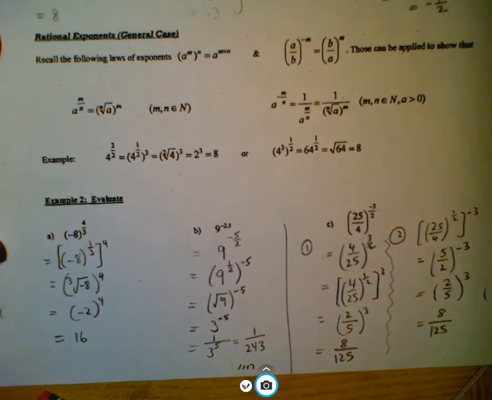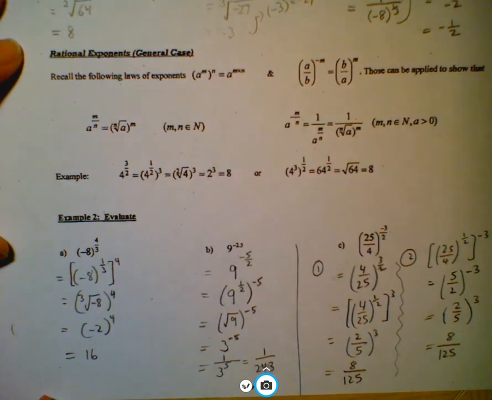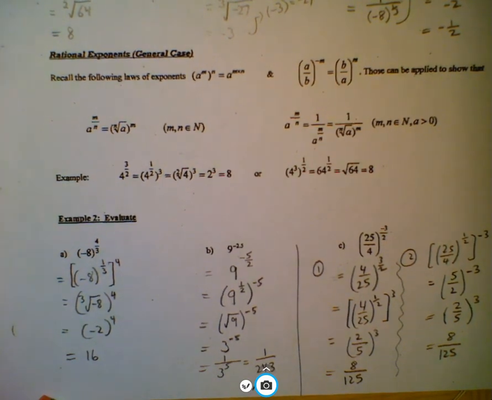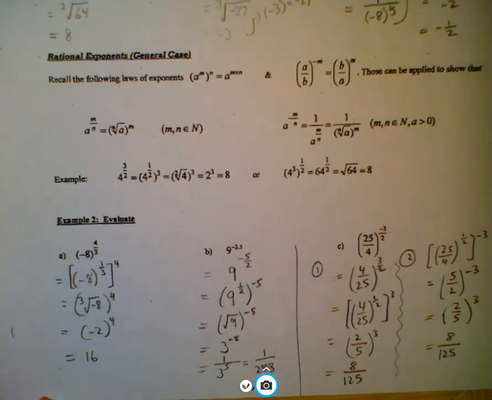Okay, so that's the end of the exponent laws. Now you've got all the integer exponents, and you've got 0, and then you also have the fraction ones as well, or the rational exponents as well.